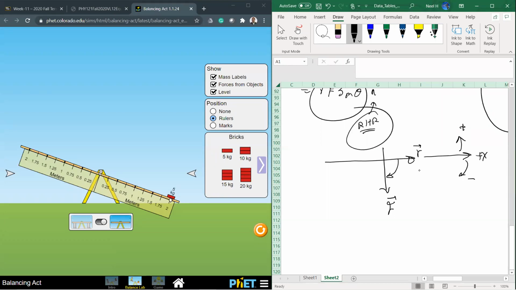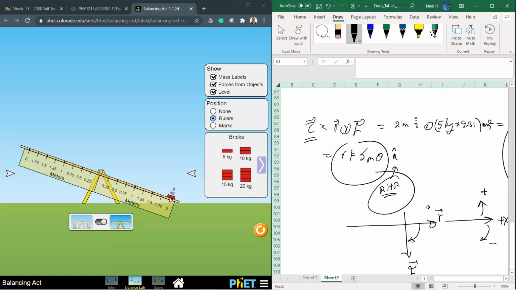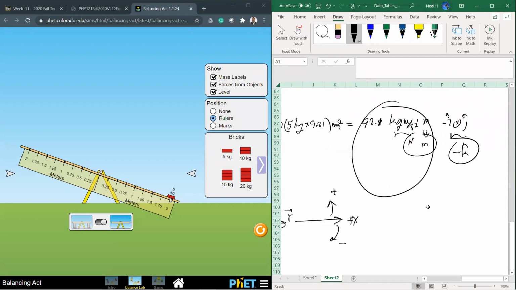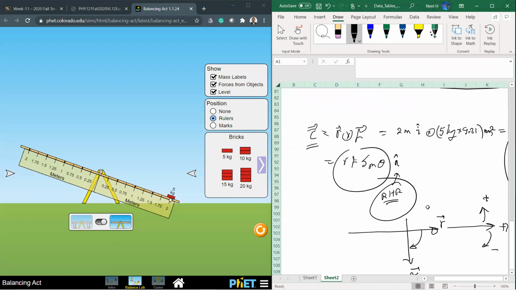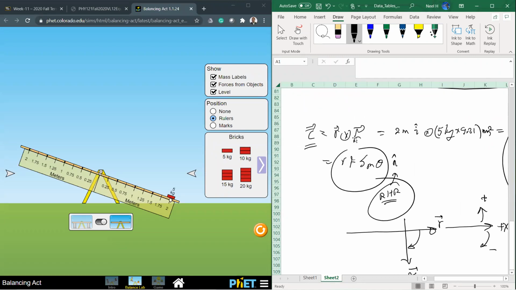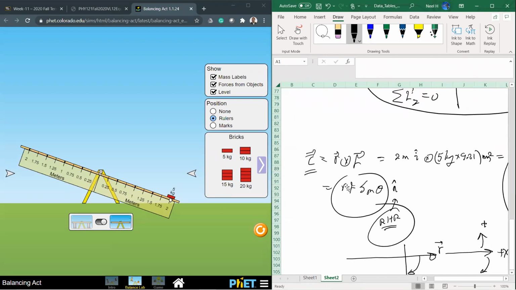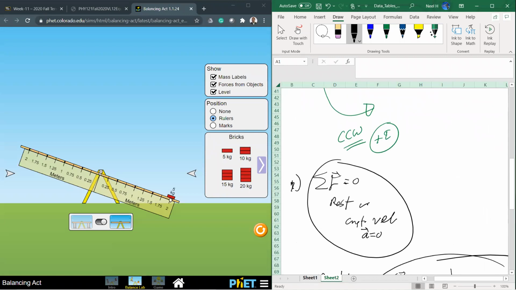Or you can use the right-hand rule. There are many different ways of doing this calculation for the torque, okay? You can do it any way, but in this case, the easiest way is actually looking at the ijk vectors. That is the easiest way, because there's no angle between the R and F, always going to be 90 degrees. Okay, question.